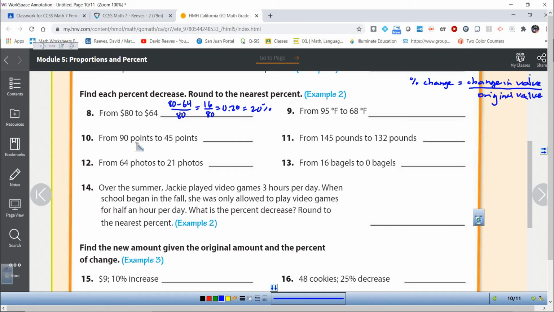But, oh well. All right, 90 points to 45 points. So I'm going to do 90 minus 45 over my original. Again, my original was 90.